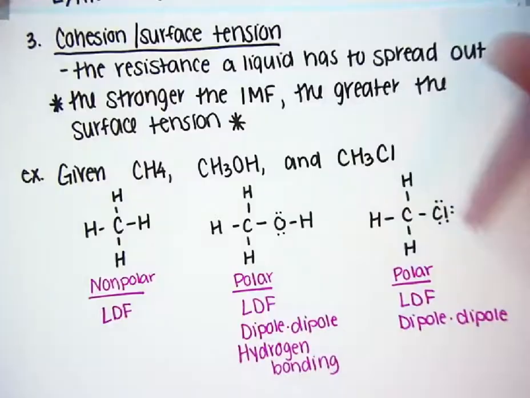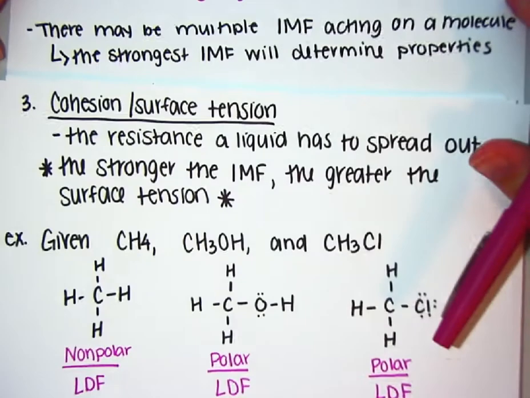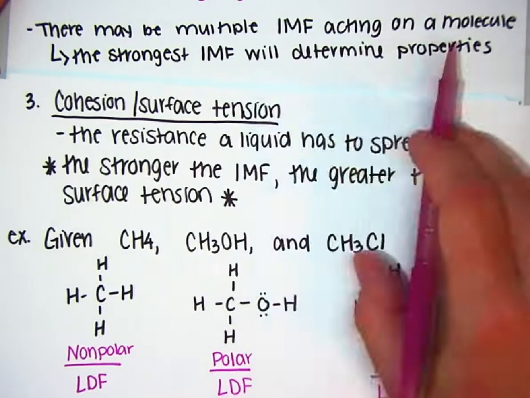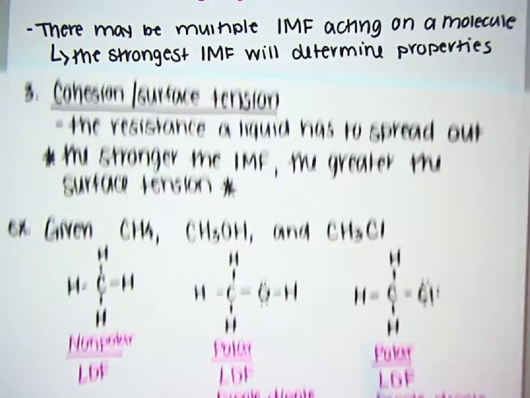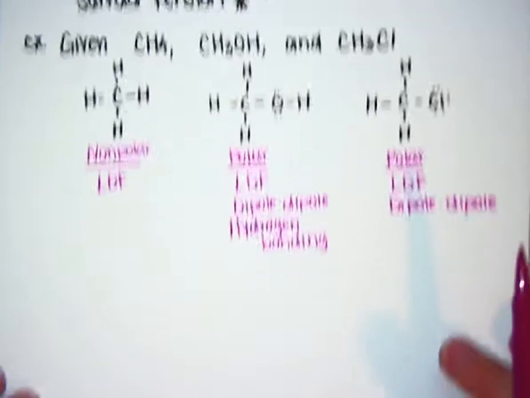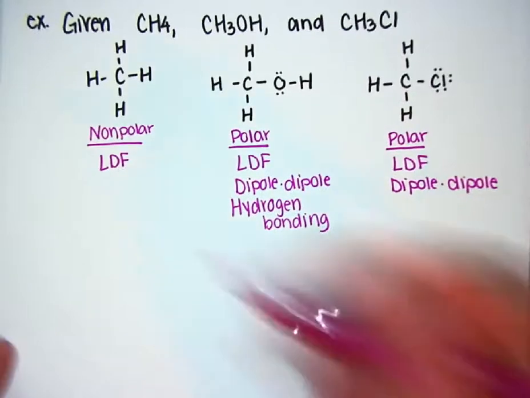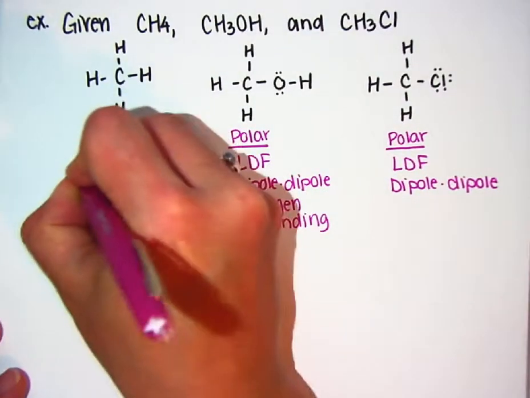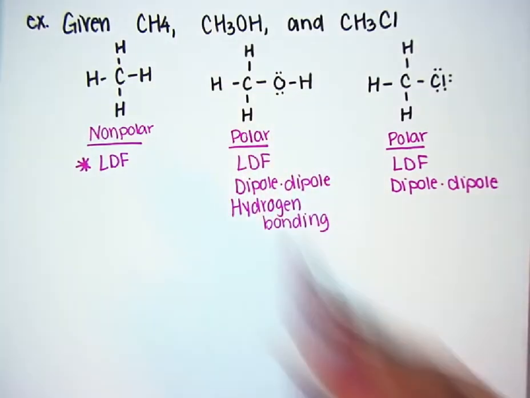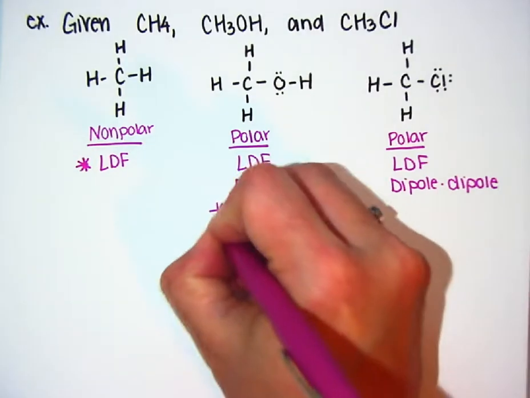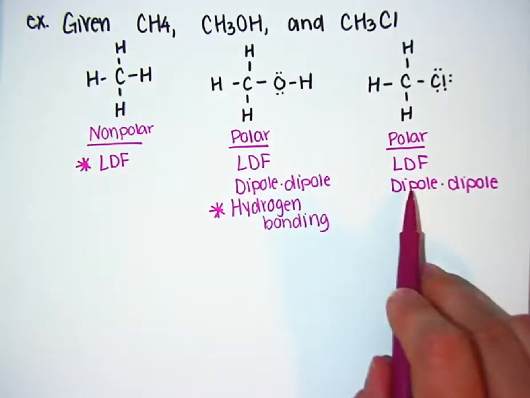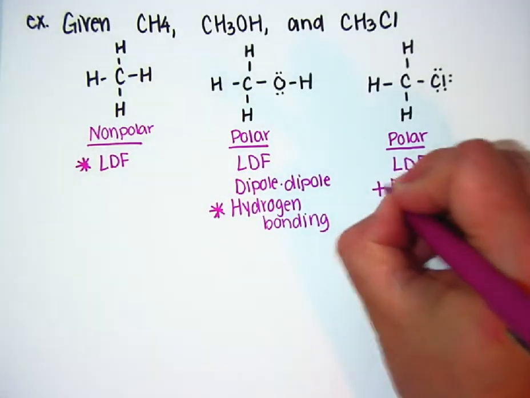We said if there are multiple intermolecular forces acting on a molecule, the strongest intermolecular force determines its properties. So for the first one, LDF is the only force, it's going to be the strongest. My molecule in the middle, hydrogen bonding, is the strongest of the three. Last one, dipole-dipole, is stronger than LDF.